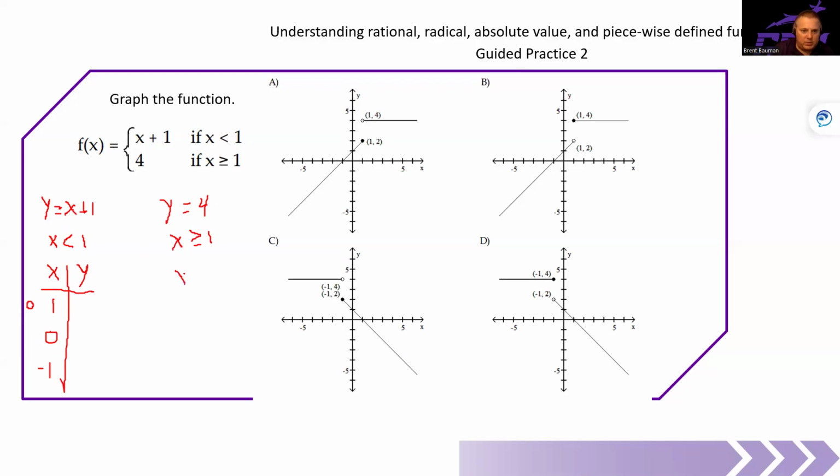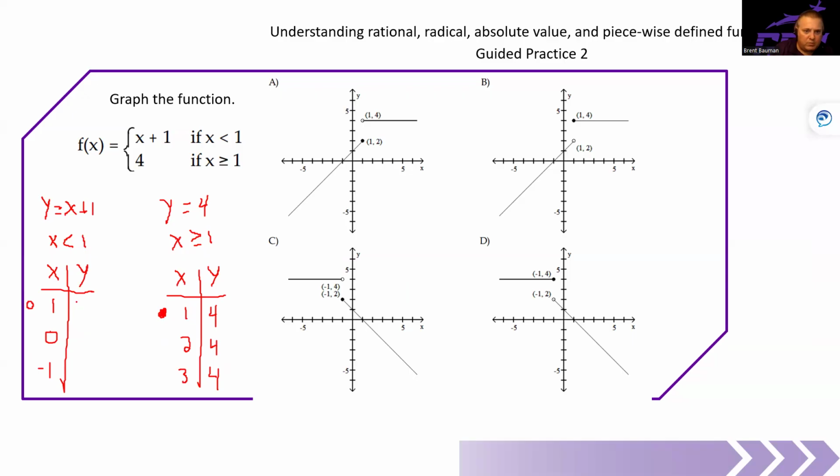And with our other one, with this one, we know y equals 4. And we know that x has to be greater than or equal to 1. So if we started at 1 and go greater than, we know this would be a closed circle because it's greater than or equal to. Okay, and now we need to fill in the rest of this one.